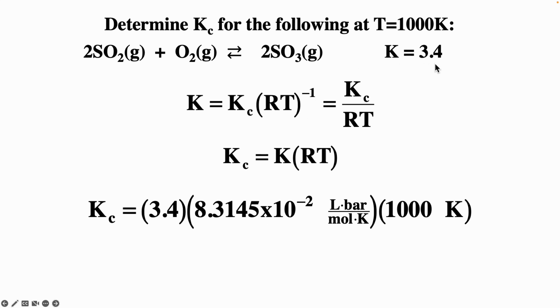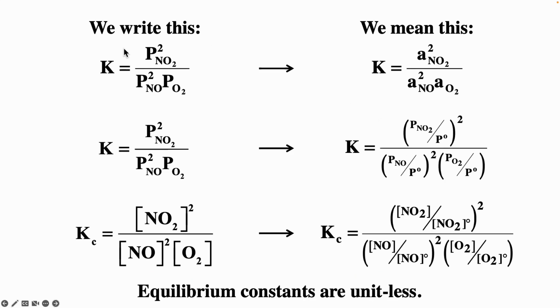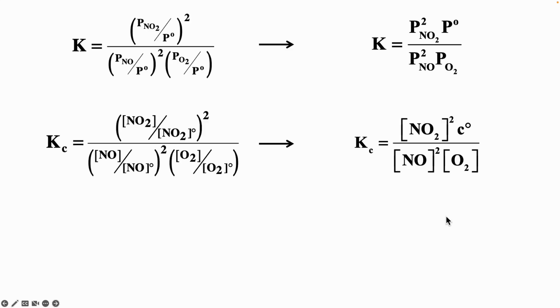Our K was given as 3.4, and our temperature is 1,000, and so we'll get an answer. But one confusing thing is, I thought K was unitless, so it is a little confusing. When we write this, we actually mean the activities. We actually mean the partial pressures divided by 1 bar. When we write the concentrations, we actually mean the concentrations divided by 1 mole per liter.